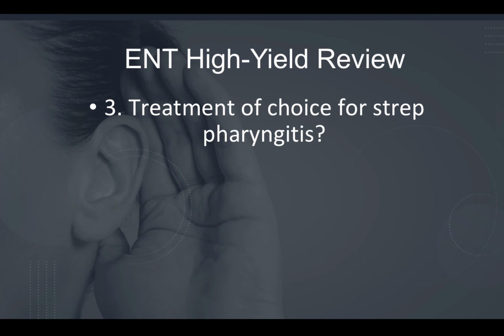Question number 3. Treatment of choice for strep pharyngitis. So they're going to ask you again to prevent rheumatic fever, what do we treat this with? And the answer is penicillin VK.